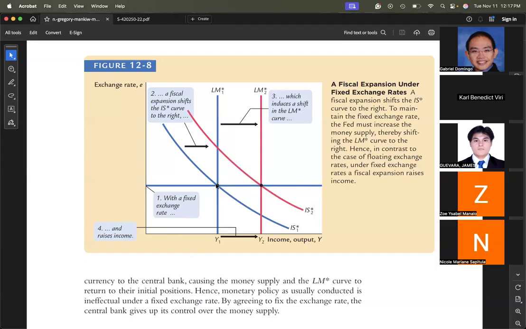If you're starting from here, the only way to move to this black dot once the IS curve shifts to the right is for the LM curve to shift to the right also. But from an economics perspective, the key takeaway here, guys, is that the monetary policy itself is now subservient to keeping E at the fixed value, right? So the LM curve will shift to the right here, automatically or via active monetary policy, to keep E equal to E bar, or whatever the fixed rate is.